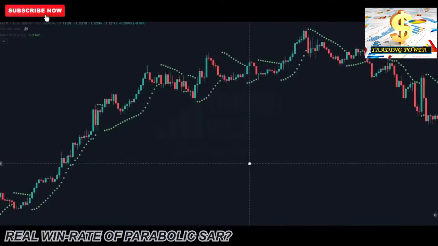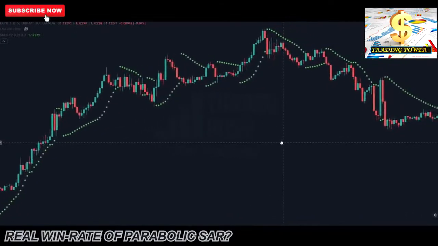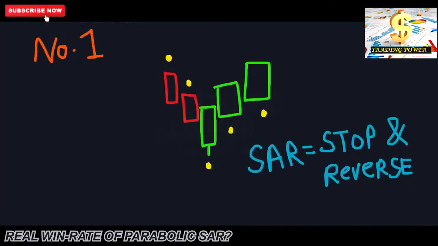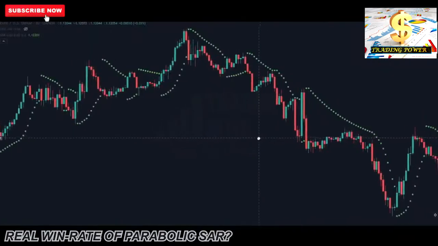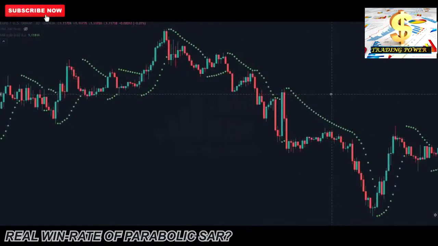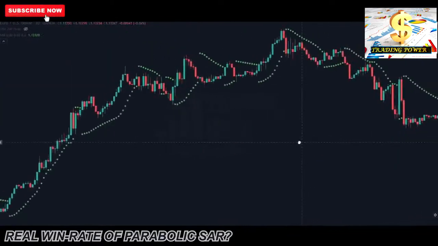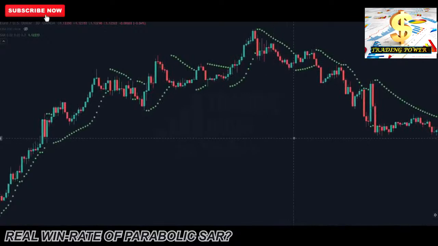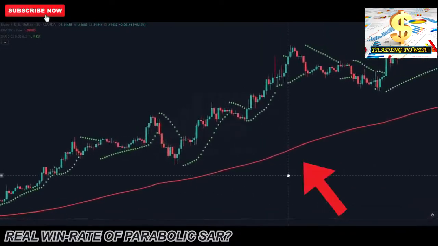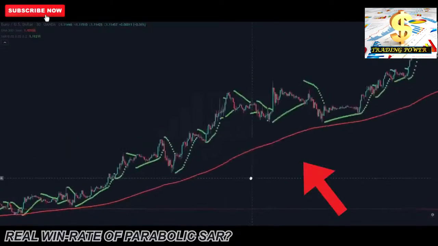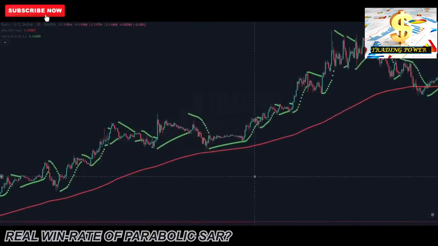Just like the fractal indicator, parabolic SAR uses a method called SAR, or stop and reverse, to find the entry signals. So most of the entry signals given by the parabolic SAR indicator are unreliable. But in my last video, I showed you a way to filter these false signals by using other indicators like alligator and 200 period moving average.